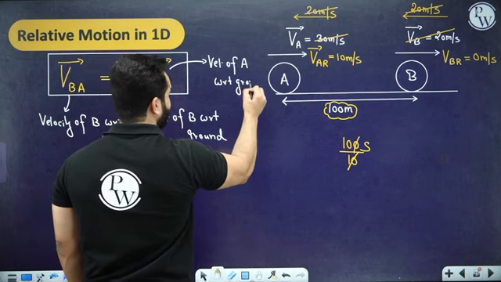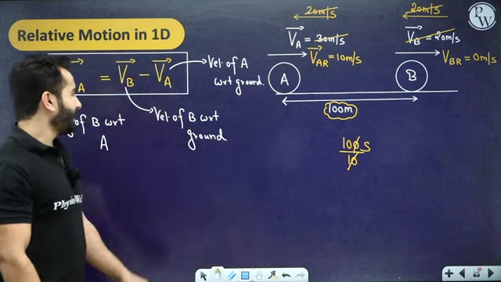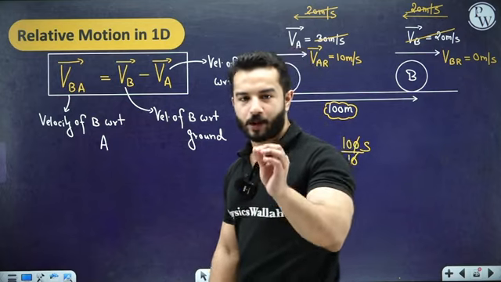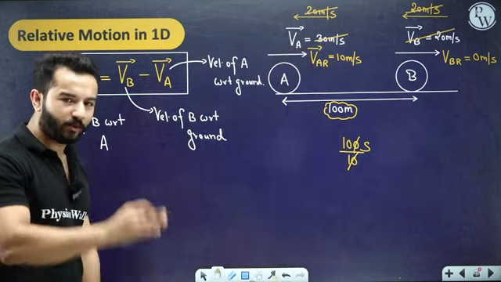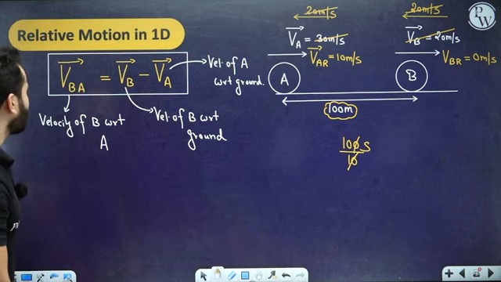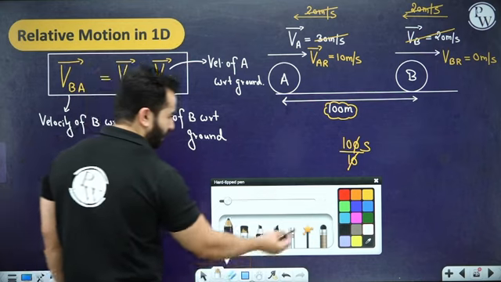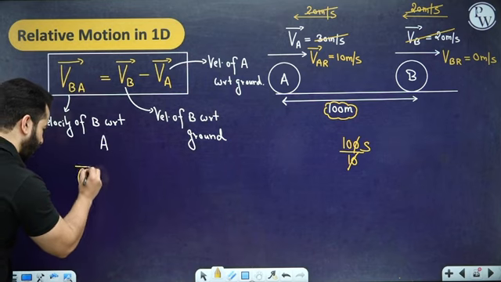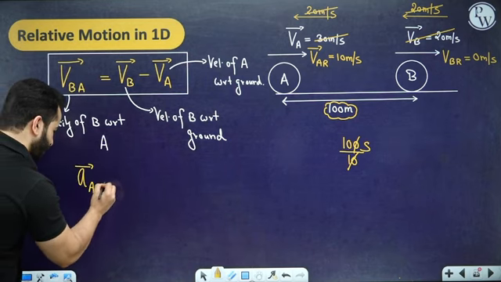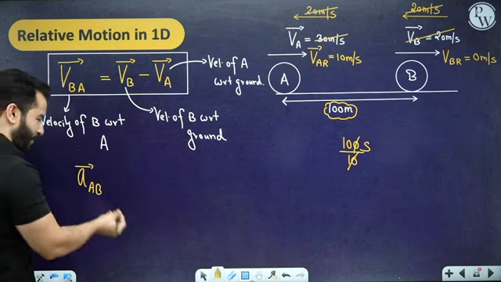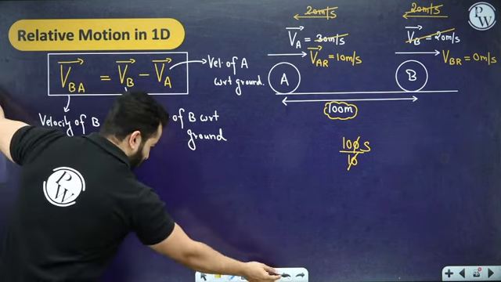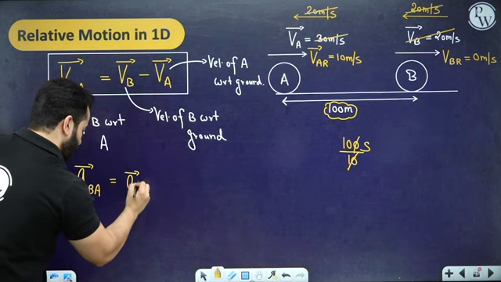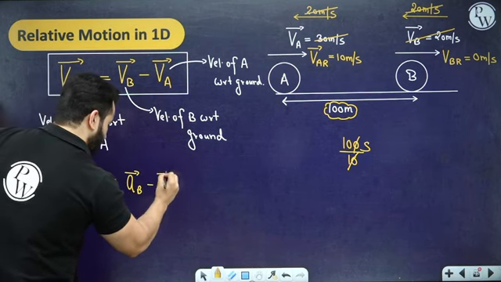Now please mind this thing, that I have written vector sign, so all sorts of things are possible. So you have to put the values according to the sign, whatever sign you are going to write, right? Similarly, if this is true for velocity, then acceleration is also a vector quantity. So acceleration will be written as acceleration of B minus acceleration of A.